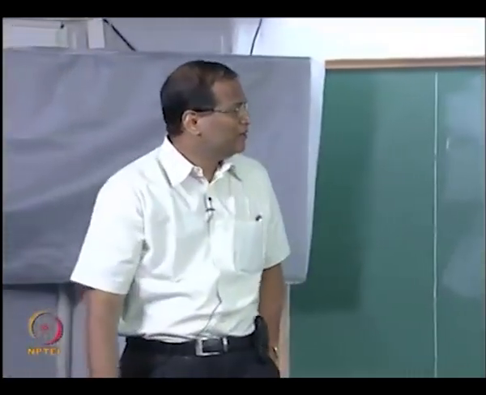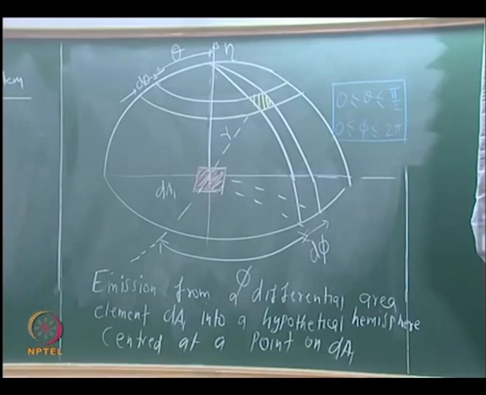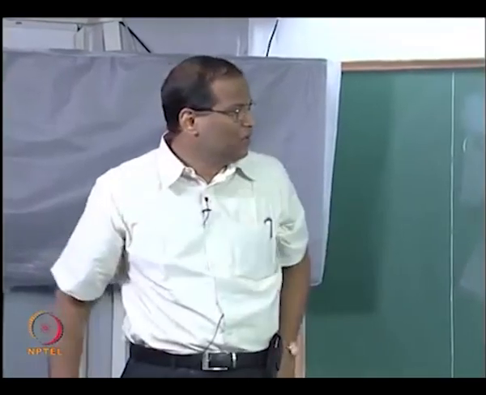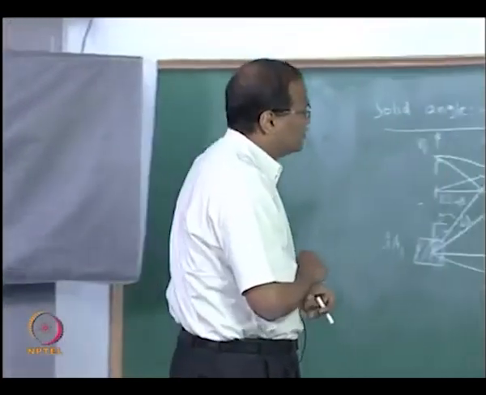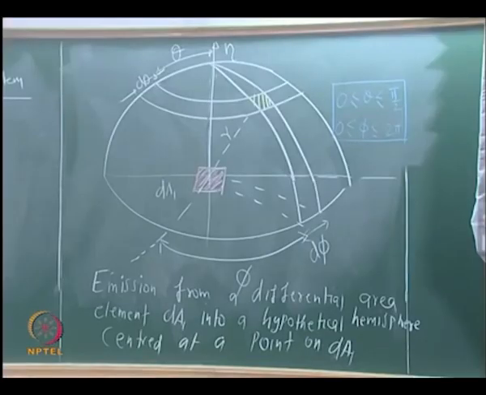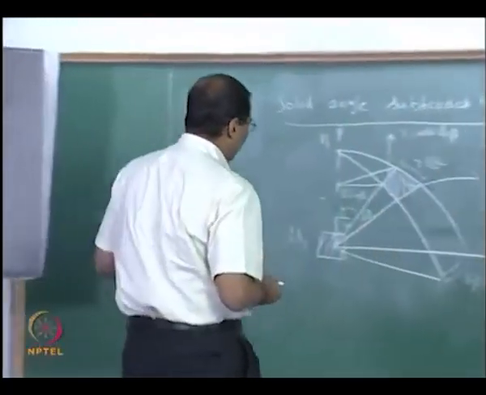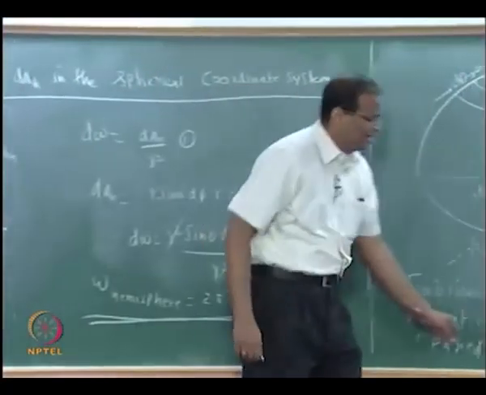Now theta can vary from 0 to pi by 2 for the hemisphere, theta can vary from 0 to pi for the full sphere. We are looking at hemisphere, so it is up to pi by 2, and the azimuthal angle is 2 pi, 360 degrees, okay. So the caption for this would be: emission from a differential area dA1 into a hypothetical hemisphere centered at a point on dA1, the radius of which is r. That is the figure caption. Now with this in background we will introduce a quantity called radiation intensity.